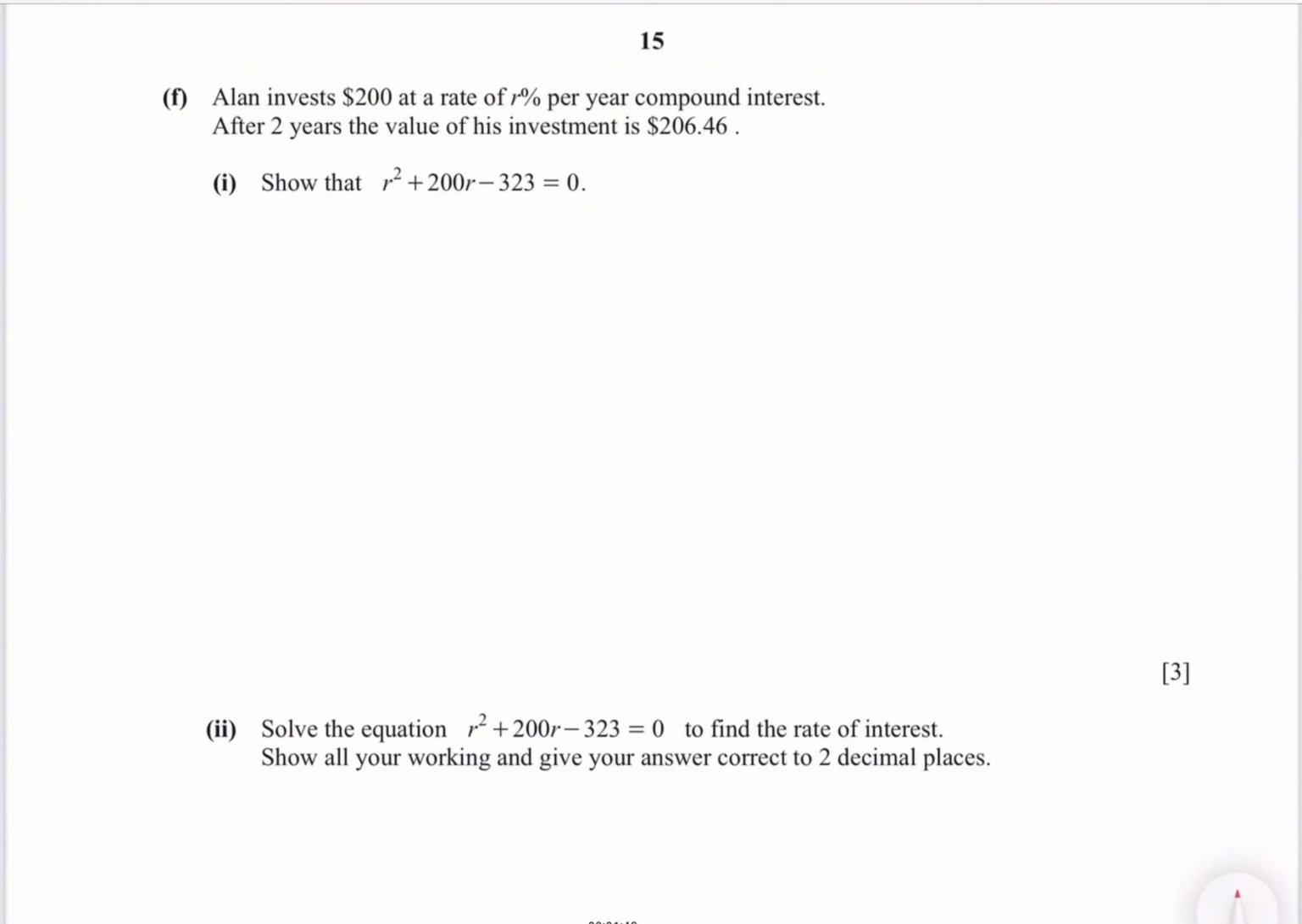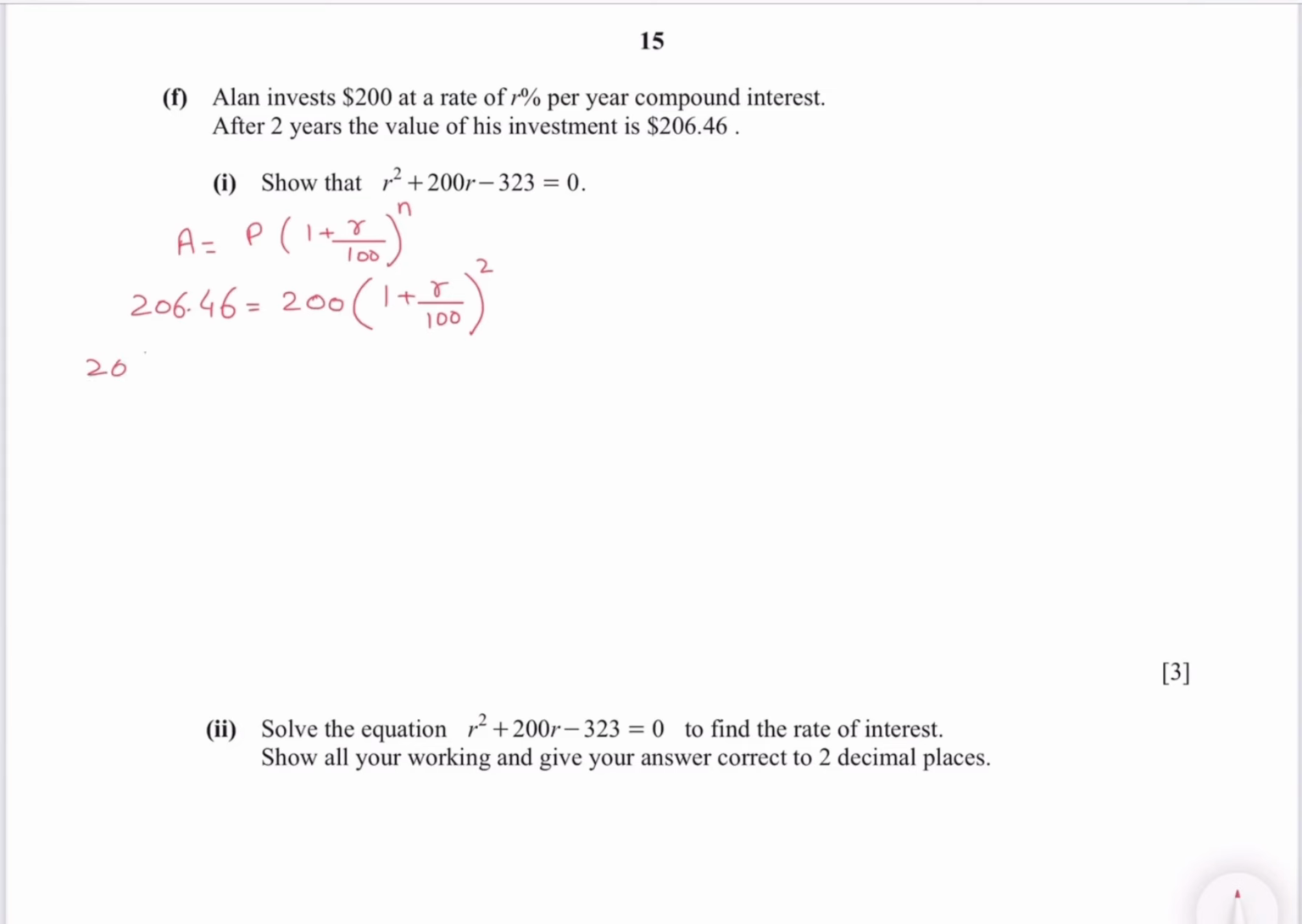Ellen invests $200 at a rate of R% per year compound interest. After 2 years, the value of this investment is this much. Show that R squared is equal to 200R minus 323. Okay, use the formula. A is equal to P times 1 plus R over 100 to the power n. So A is your 206.46, P is your 200, and 1 plus R over 100, you have to write as it is, to the power 2.